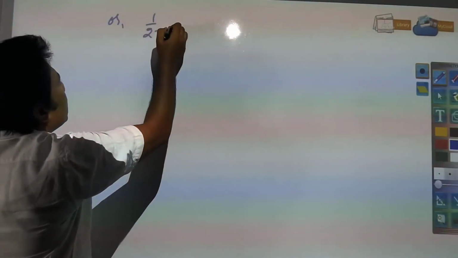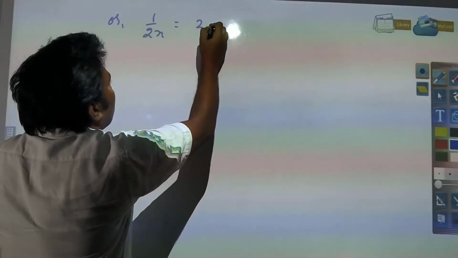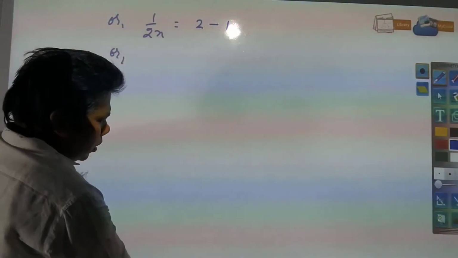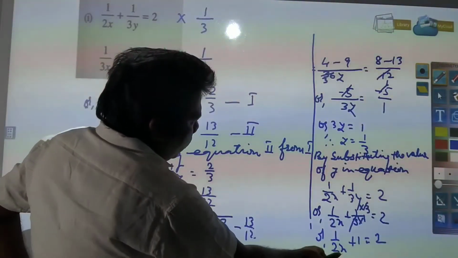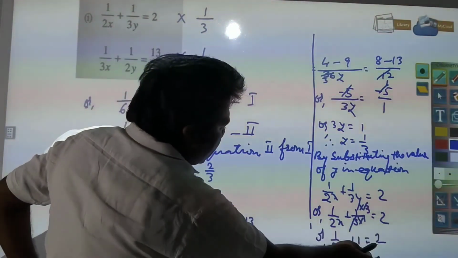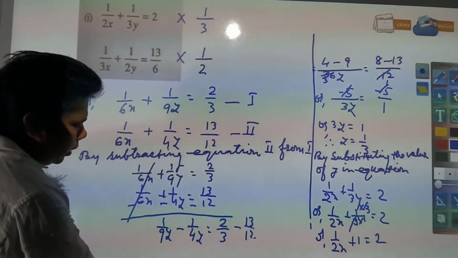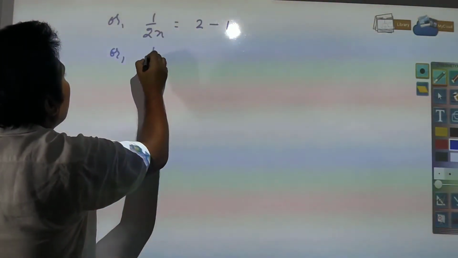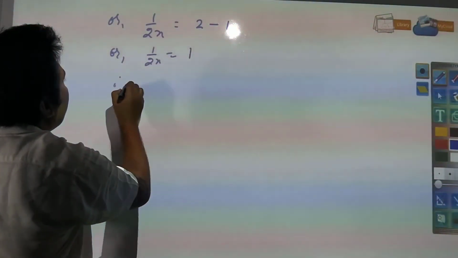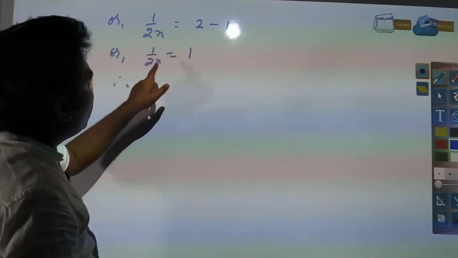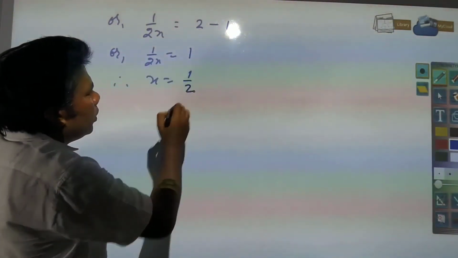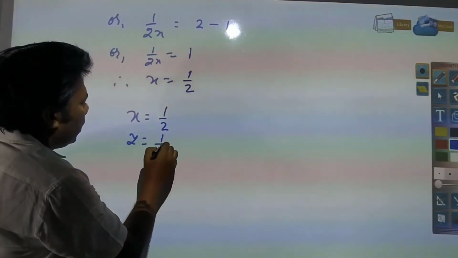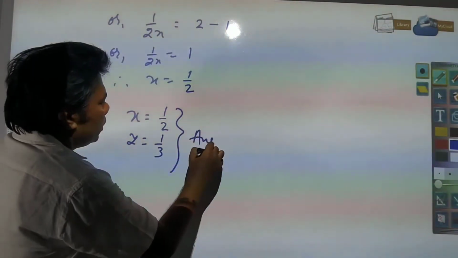So 1 by 2x will be equal to 2 minus 1. Here we had 1 by 2x plus 1 is equal to 2, so 1 we will take to the right side, it will become 2 minus 1, and then we will get 1 by 2x is equal to 1, and therefore 2x into 1, 2x is equal to 1, it means x is equal to 1 by 2. So finally what you have got: x is equal to 1 by 2 and y is equal to 1 by 3, and this will be your answer.